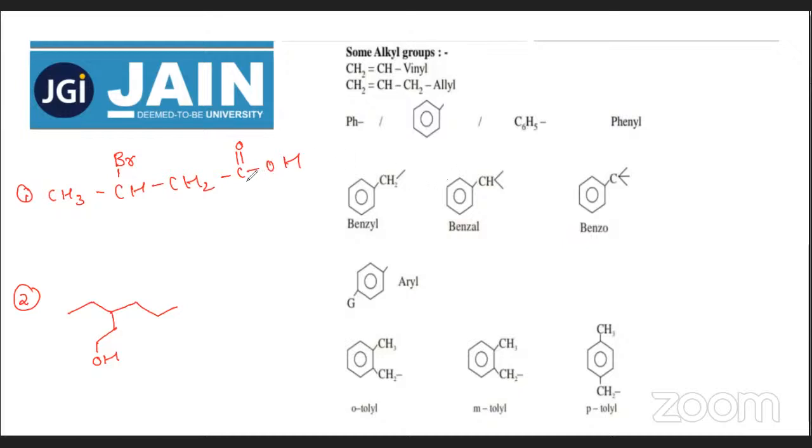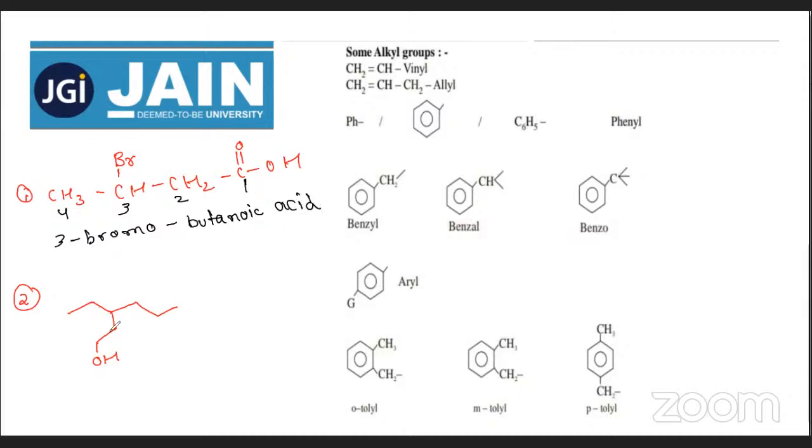Okay, for this, if I want to number, it will be 1, 2, 3, 4. So I can write this as 3-bromo. On third, we have the bromo group. So 3-bromo butanoic acid.